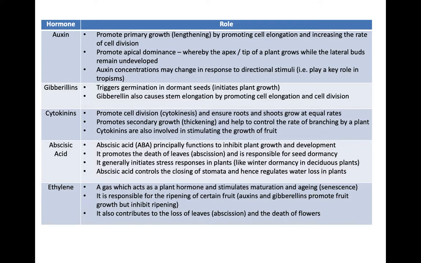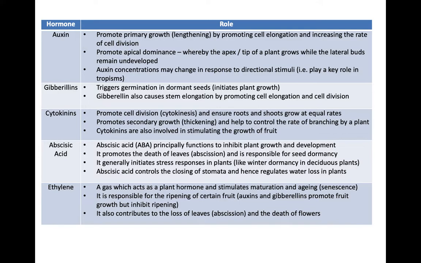Okay, abscisic acid, or ABA, is kind of a stress hormone. It functions to inhibit plant growth and development. It promotes the death of leaves, this is called abscission, and is responsible for seed dormancy. So in the wintertime or in the fall, when it starts to get colder, this is where you're going to see a lot of abscisic acid. It's kind of the stress response and causes the death of leaves. So it generally initiates stress responses in plants, like winter dormancy in deciduous plants.